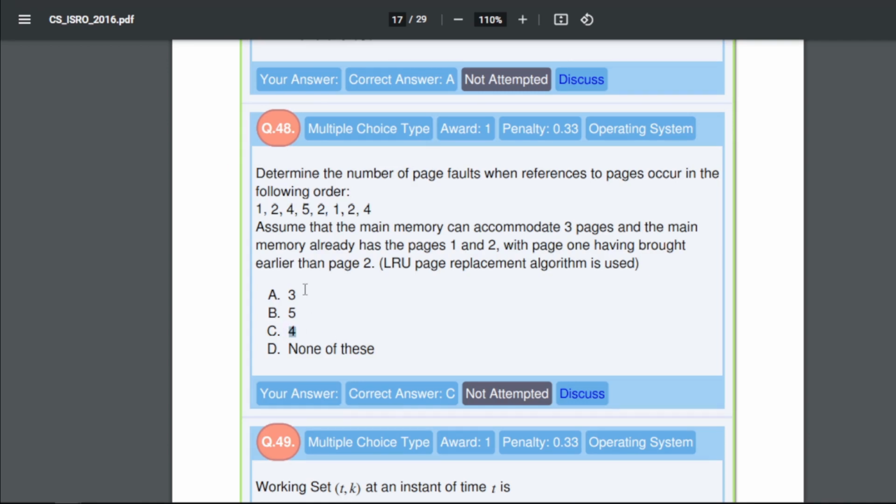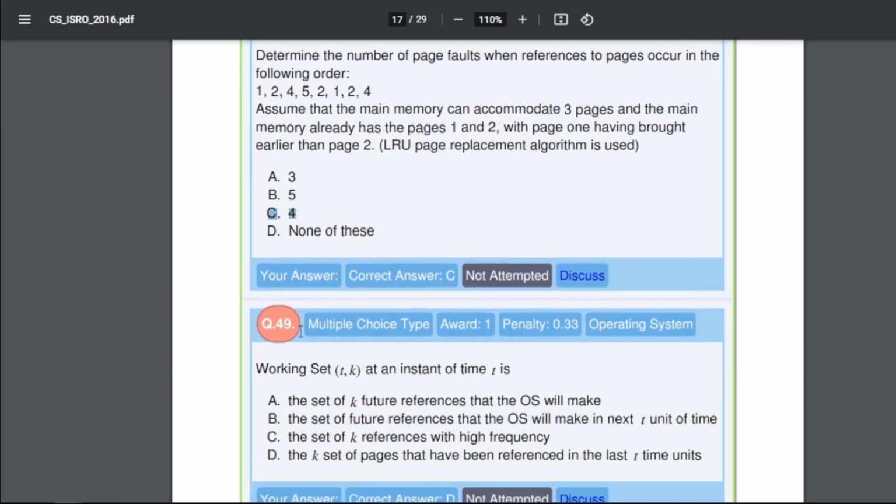Because it is asking that assume the main memory can accommodate 3 pages and the main memory already has pages 1 and 2, with page 1 having been brought earlier than page 2, and the LRU page replacement algorithm is used. So here 4 will be the answer, C.